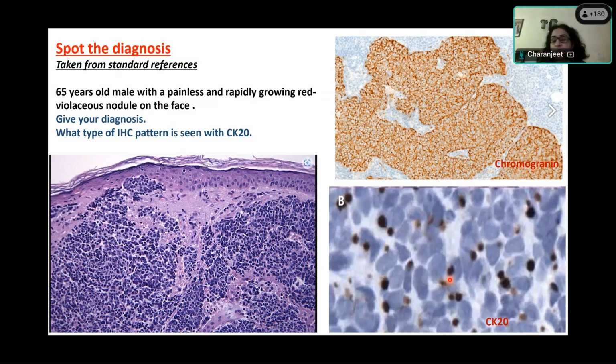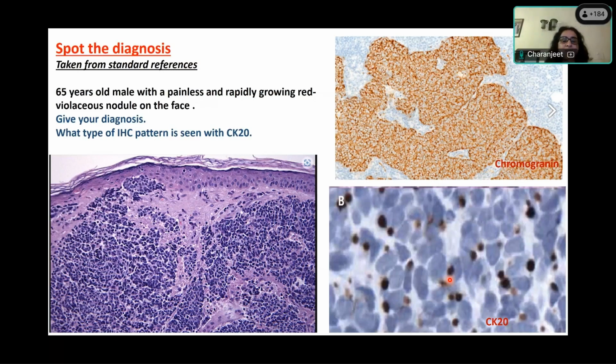So it's a primary cutaneous high-grade carcinoma, usually seen in elderly people, and there are these small blue round cells, with chromogranin positivity and CK20 dot-like positivity. So this is a case of Merkel cell carcinoma.